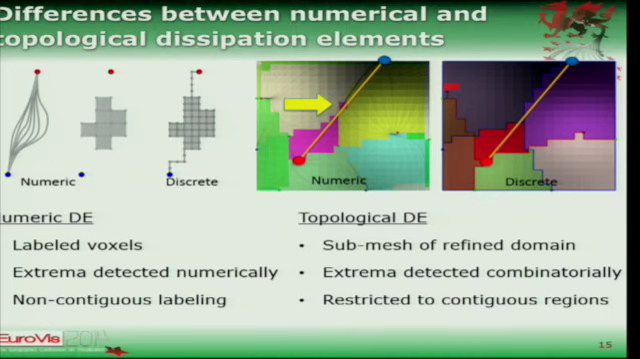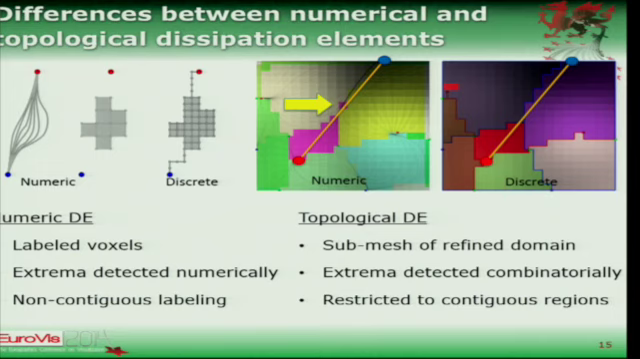In the discrete case, we take the intersection of the ascending and descending manifolds, and for full disclosure, we take the closure of the cells also. So we look at the boundary flows as well to get us connected all the way from the minimum to the maximum. And so we get basically a submesh of our input mesh, a refined version of the input mesh that represents our topological dissipation element.